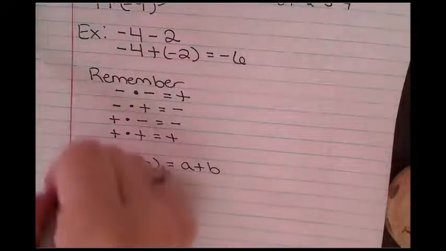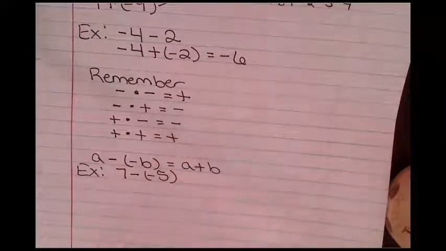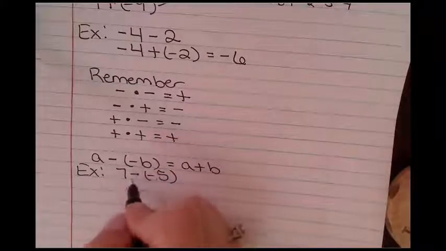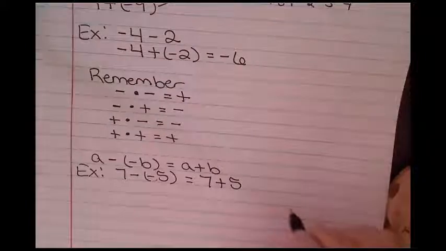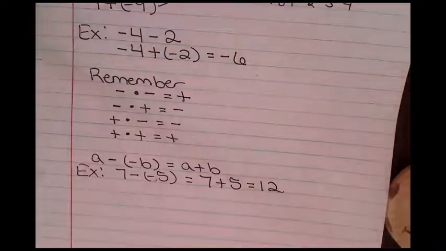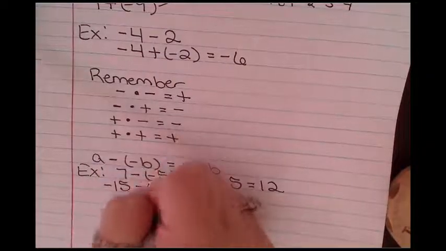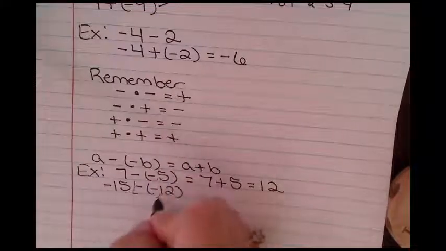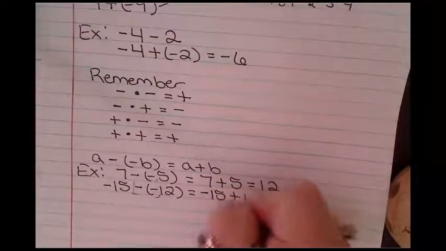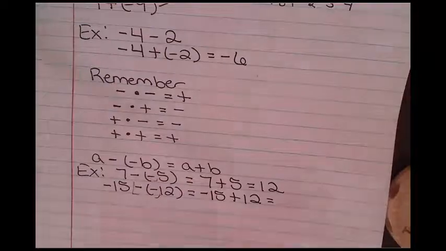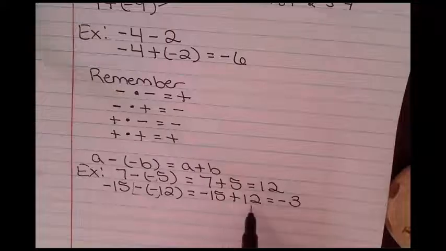Let's do an example. If we have 7 minus a negative 5, let's consolidate these signs in the middle first. So a negative and negative is a positive. So that's 7 plus 5. And that gives you 12. We can do another one. Negative 15 minus a negative 12. Again, consolidate these middle two, and that'll change that one into a positive. We still have negative 15 plus 12. So that's going to be a negative 3. We start off at negative 15, and we go to the right 12 spots. That'll leave us at negative 3.